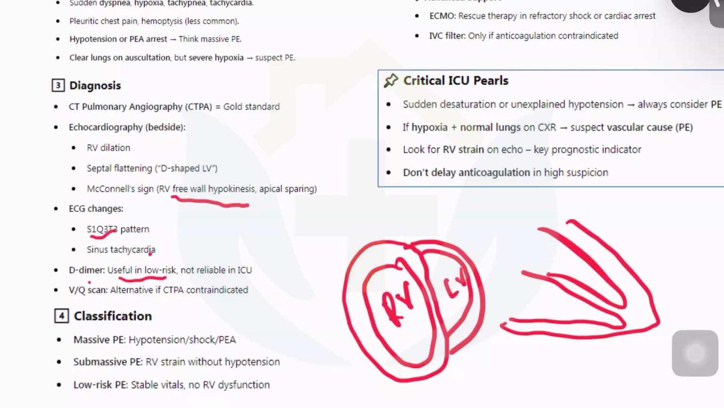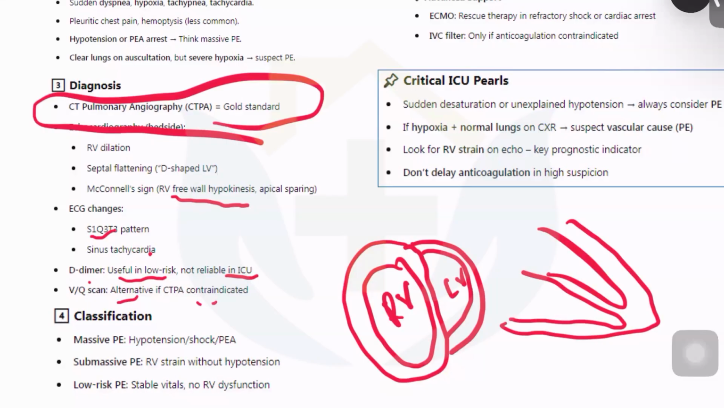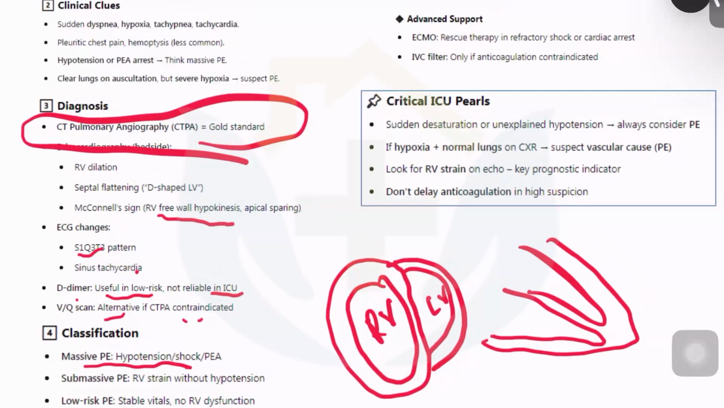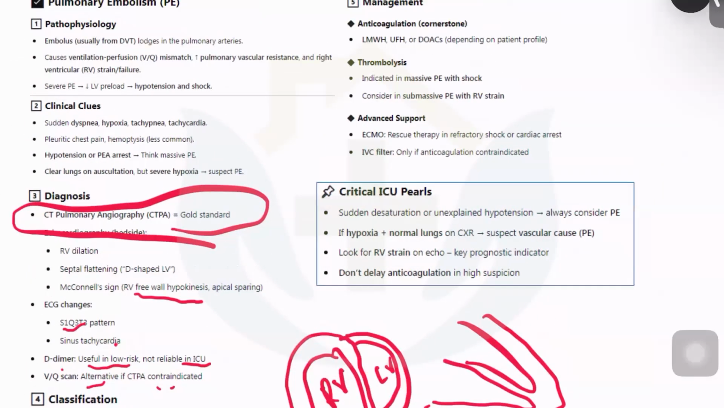D-dimer is useful in low risk, not reliable in ICU, but in emergency, you should get it done. CTPA is the gold standard always. Massive PE, hypotension shock, pulseless electrical activity, submassive and low risk PE are the other types.